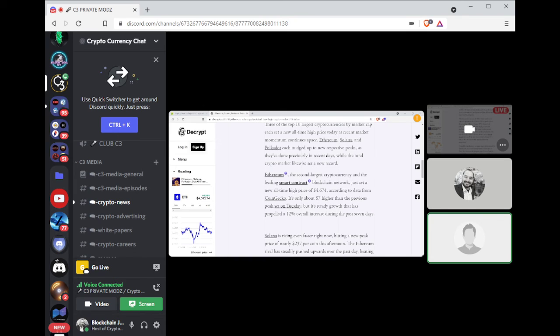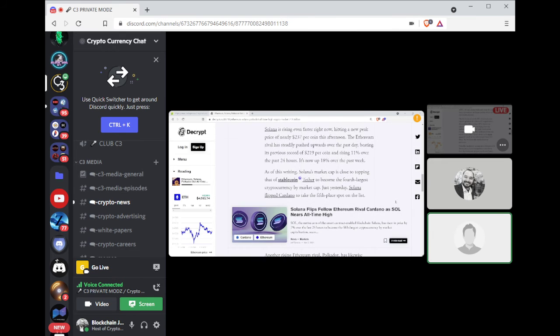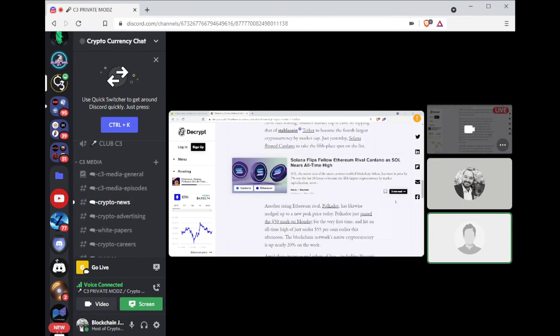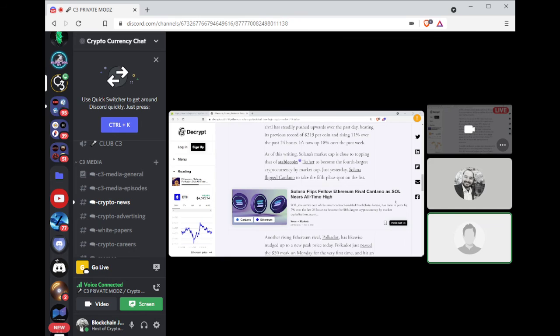Ethereum, that this afternoon being the third, that's just today, if you're listening to it later. The Ethereum rival has steadily pushed upwards over the past day, beating its previous record of $219 per coin and rising 11% over the past day. It's now up 18% over the past week. As of this writing, Solana's market cap is close to topping that of stablecoin Tether, which it actually already did, to become the fourth largest cryptocurrency market by market cap.